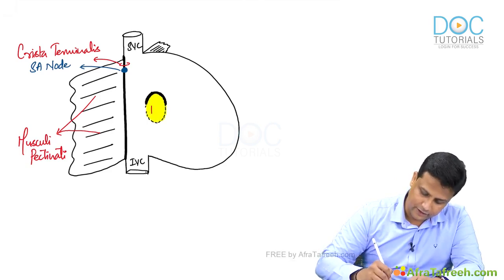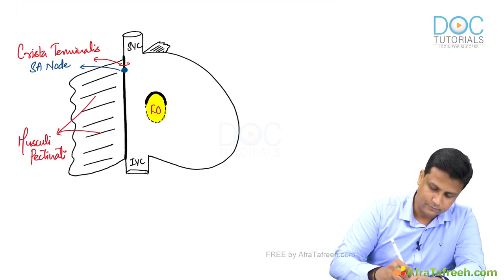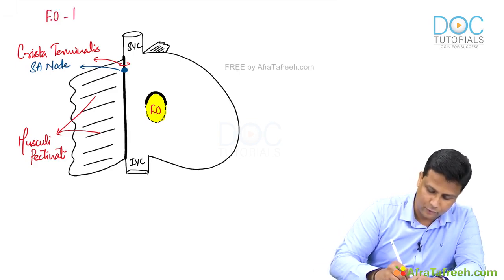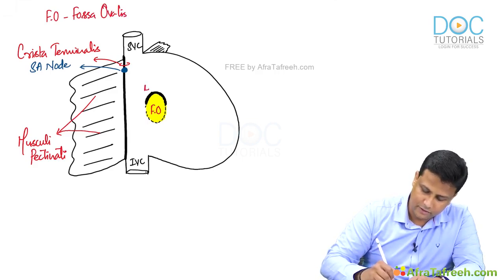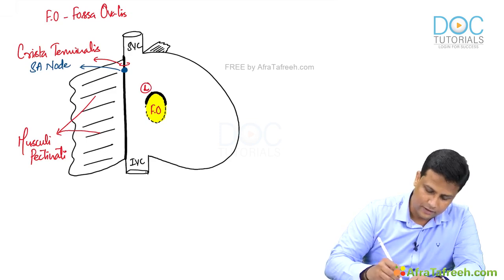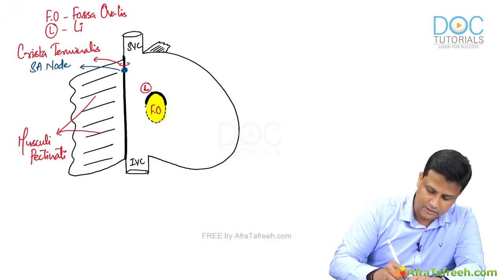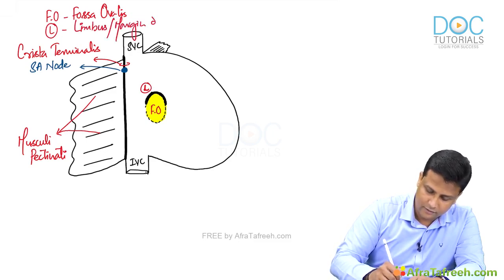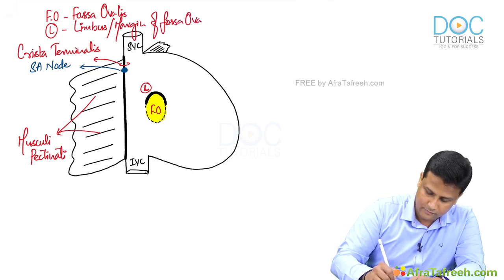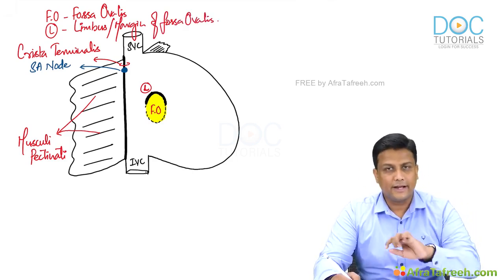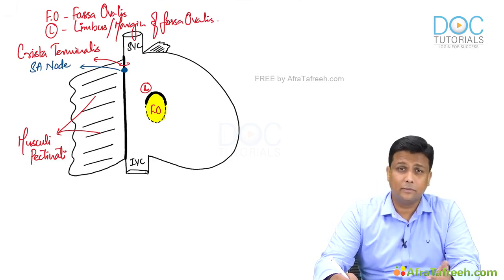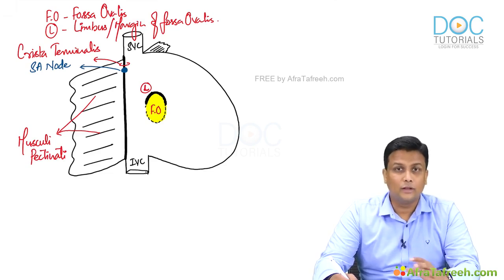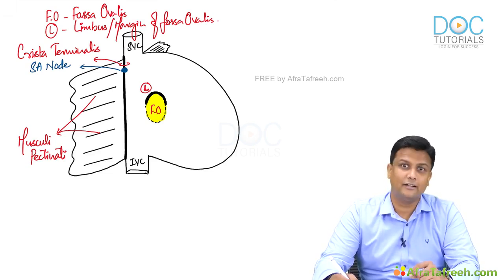Fine. So I am just writing as FO here. FO stands for fossa ovalis. And above here, this is the margin, and that margin I am just writing as L there. And L stands for limbus or margin of fossa ovalis. So fossa ovalis, and above that there will be margin of the fossa ovalis. And in embryology we have learned about the septum primum, septum secundum, and how all these are formed. Everything we have discussed in detail in the embryology part, guys.